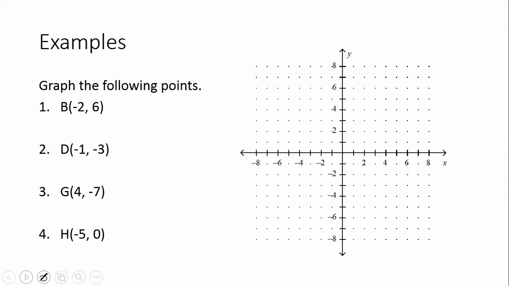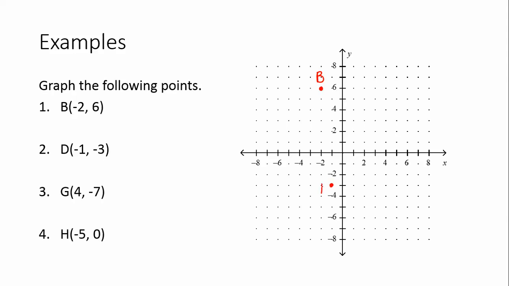So let's graph the following points. Remember, when you're graphing an ordered pair, the first number is the x, or how far you move in the x direction, and the second number is the y, or how far you move in the y direction. So if we're going to graph point B, we start at the origin, we go -2 to the left, and up 6. This is point B. Point D is -1, -3, so starting at the origin, we're going to go -1 in the x direction, and -3 in the y direction.